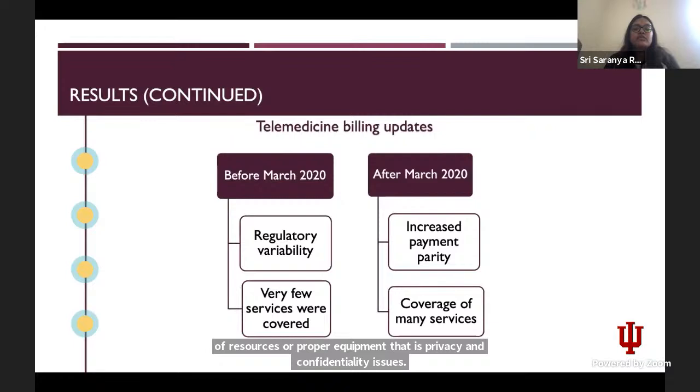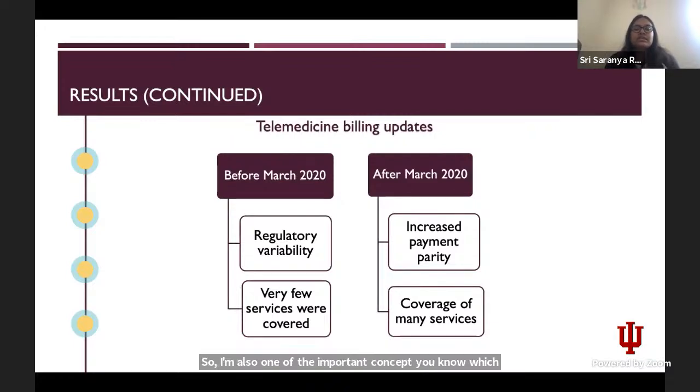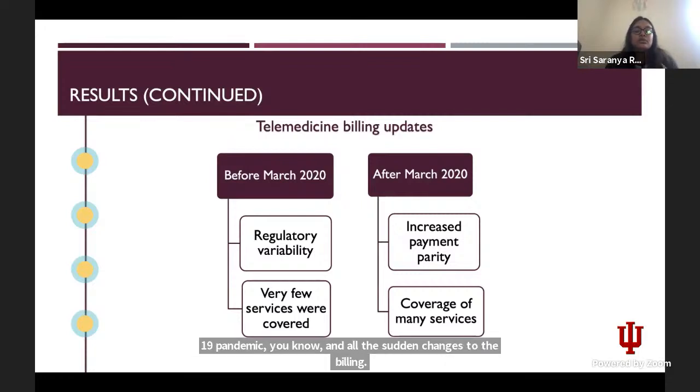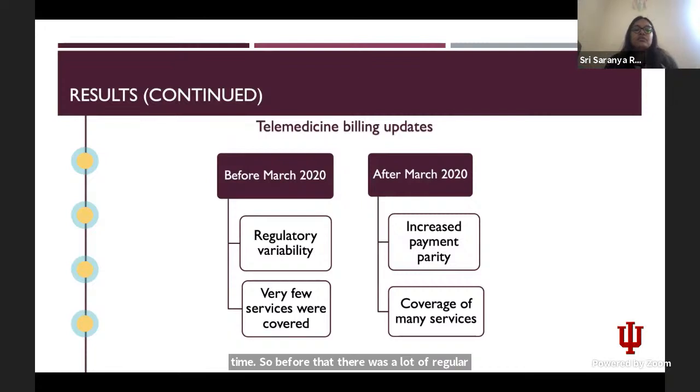So also one of the important concepts which can be seen is telemedicine billing. March 2020 can be considered as the onset of the COVID-19 pandemic, and certain changes to the billing happened at that time. Before that, there was a lot of regulatory variability. There were different policies across all the states in the US. It created a lot of confusion and caused inequality in care. Also, very few services were provided, which caused reluctance of the providers to use the technology.